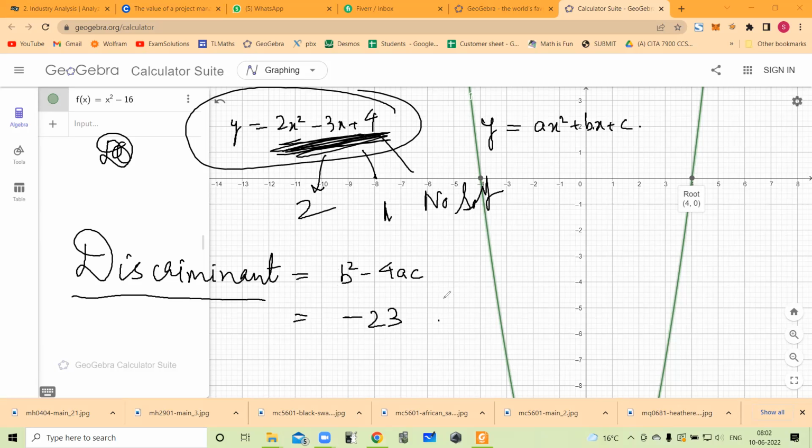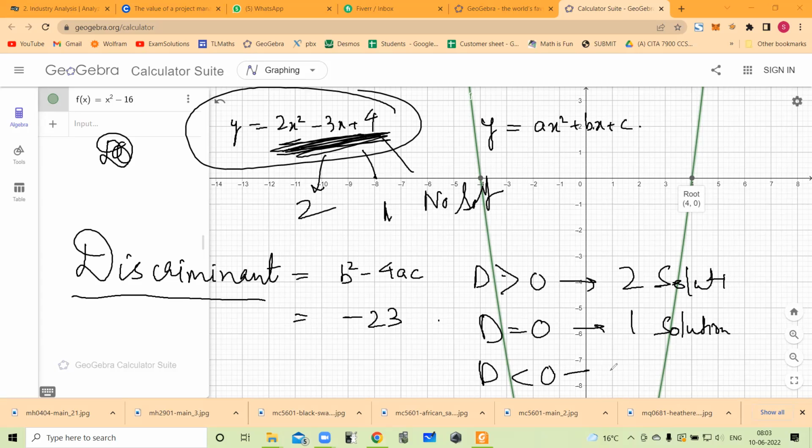If the discriminant is greater than 0, you'll have two solutions. If the discriminant is equal to 0, then you'll have one solution. That means it's touching the x-axis. And if the discriminant is less than 0, you'll have no solution. It is not cutting the x-axis at all.